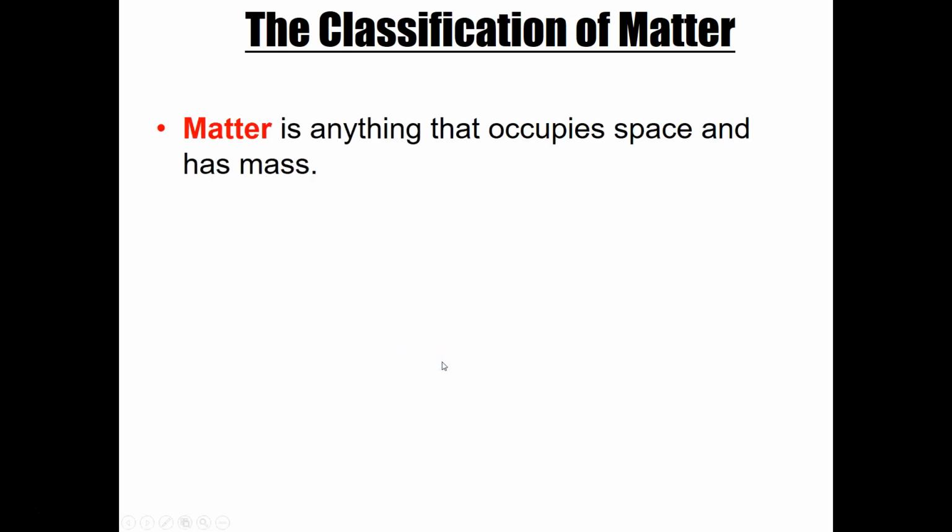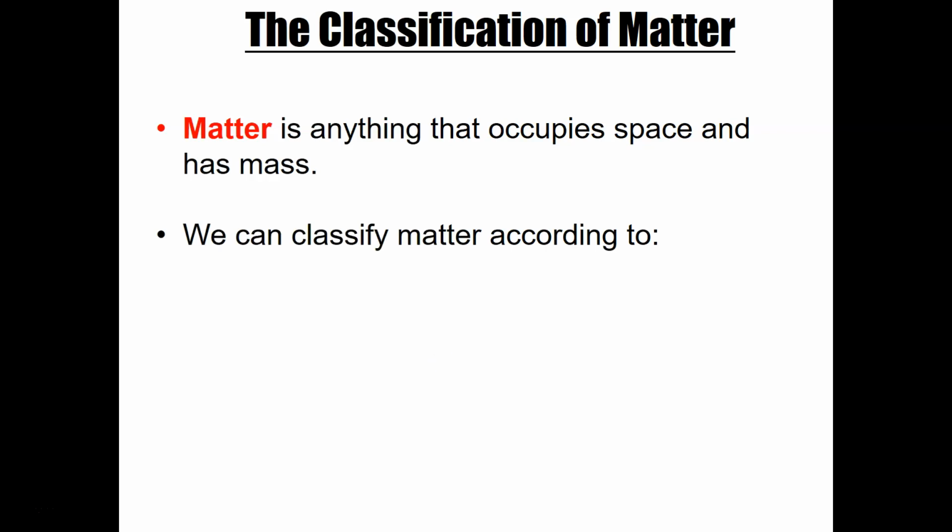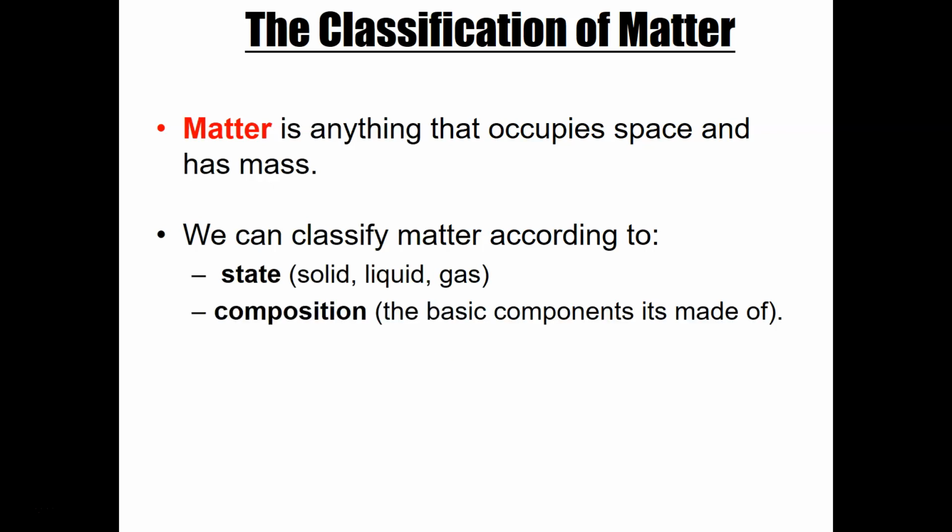All right, now let's classify matter into some different ways. We know that matter is anything that occupies space and has mass. Usually we classify it by the state that it's in. Is it a solid, liquid, or gas? Or what it's made of. Those are the other ways that we classify it, break it down, and describe it.